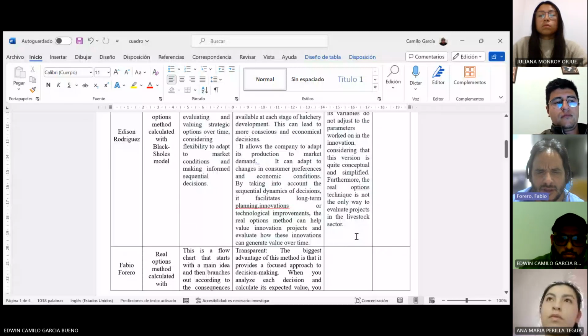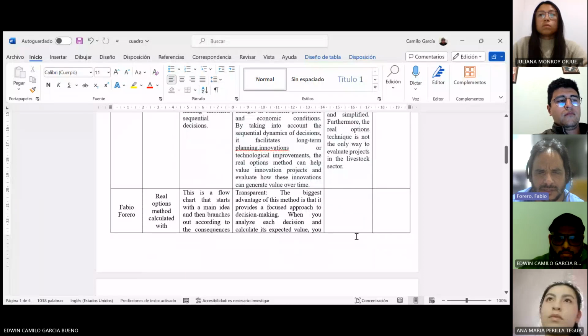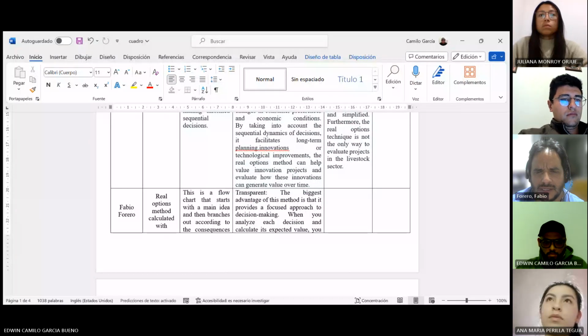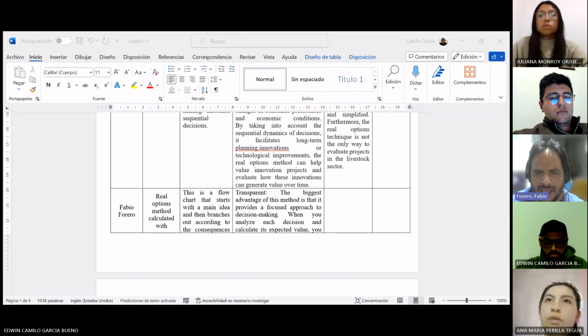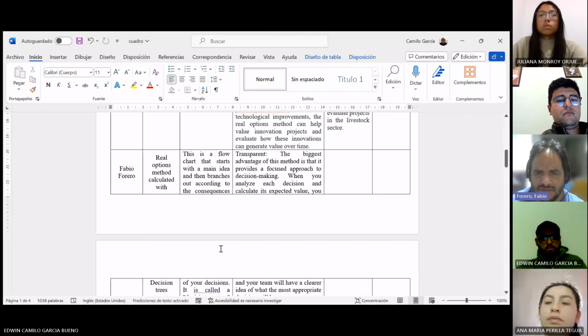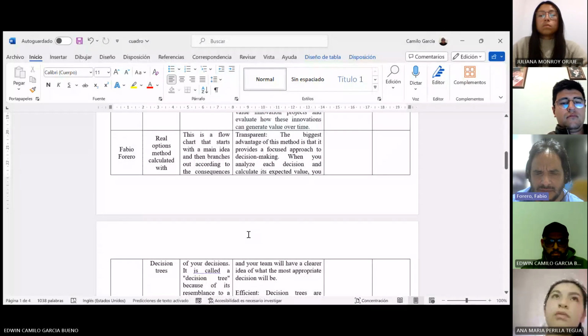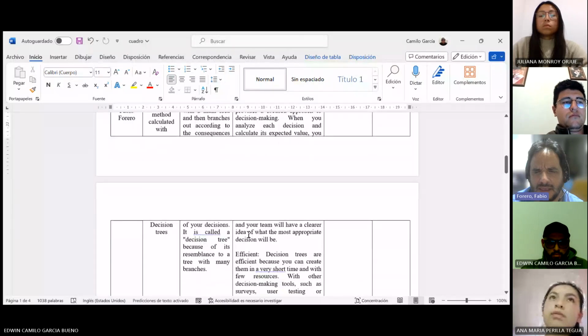Student name: Fabio Forero. Valuation method: real option method, calculated with decision trees. Short description: this is a flow chart that starts with a main idea and then branches out according to the consequences of your decisions. It is called a decision tree because of its resemblance to a tree with many branches.